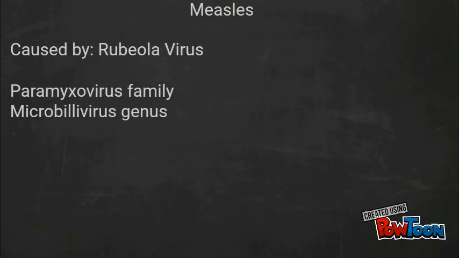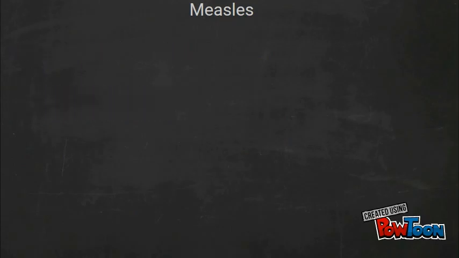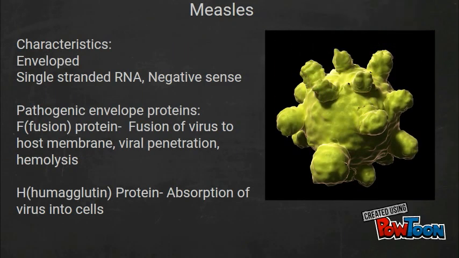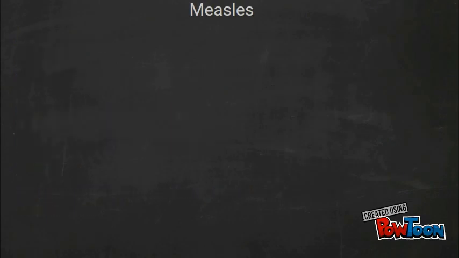Let's look. Measles, first in line, or rubeola virus, is an enveloped, single-stranded RNA virus of the negative sense. It has two special proteins: F, or fusion protein, which allows for host virus fusion, penetration, and hemolysis, and H, or hemagglutinin, that allows for viral absorption into the host cell.